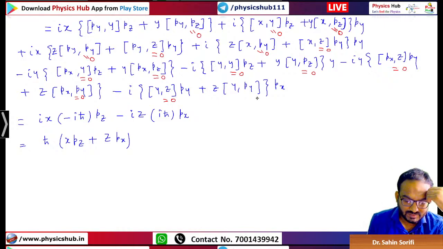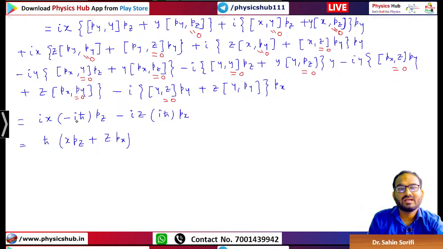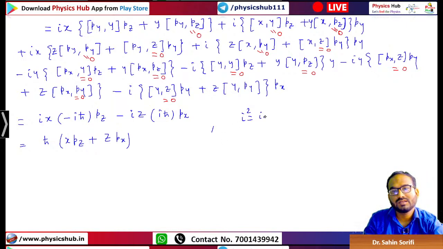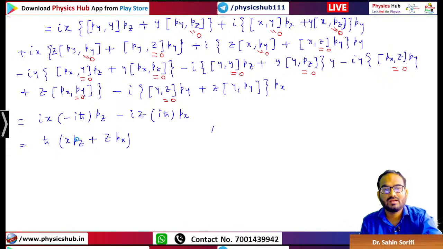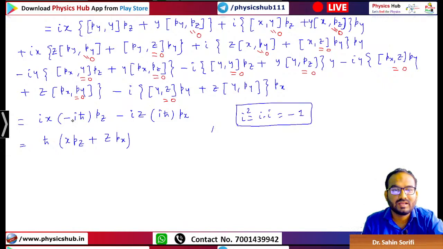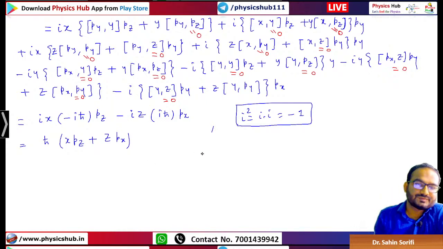In the last term there is no i term. i into i squared is i into i, that is minus 1, right? So here i, and i squared is minus 1, minus minus plus. So x pz, here also minus minus plus z px, px z.